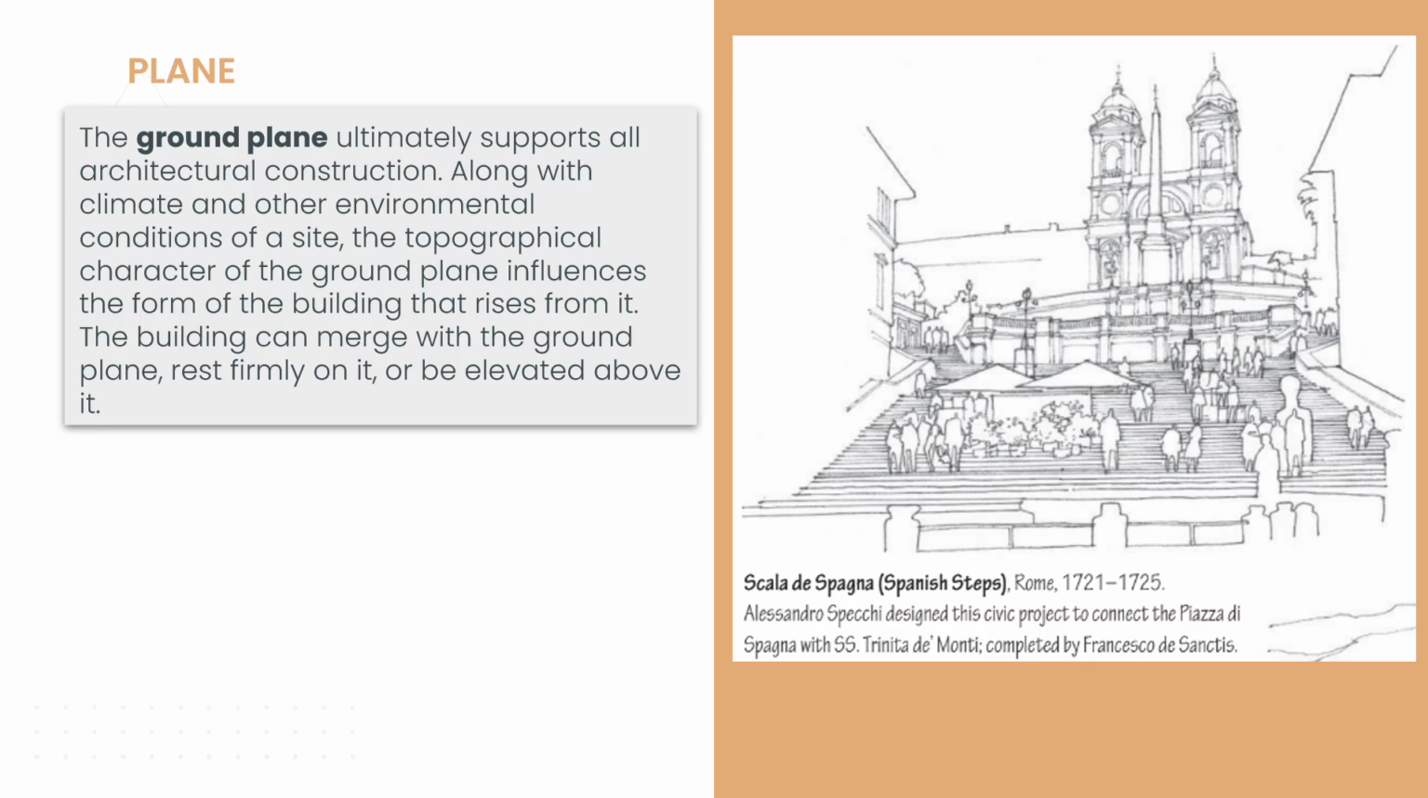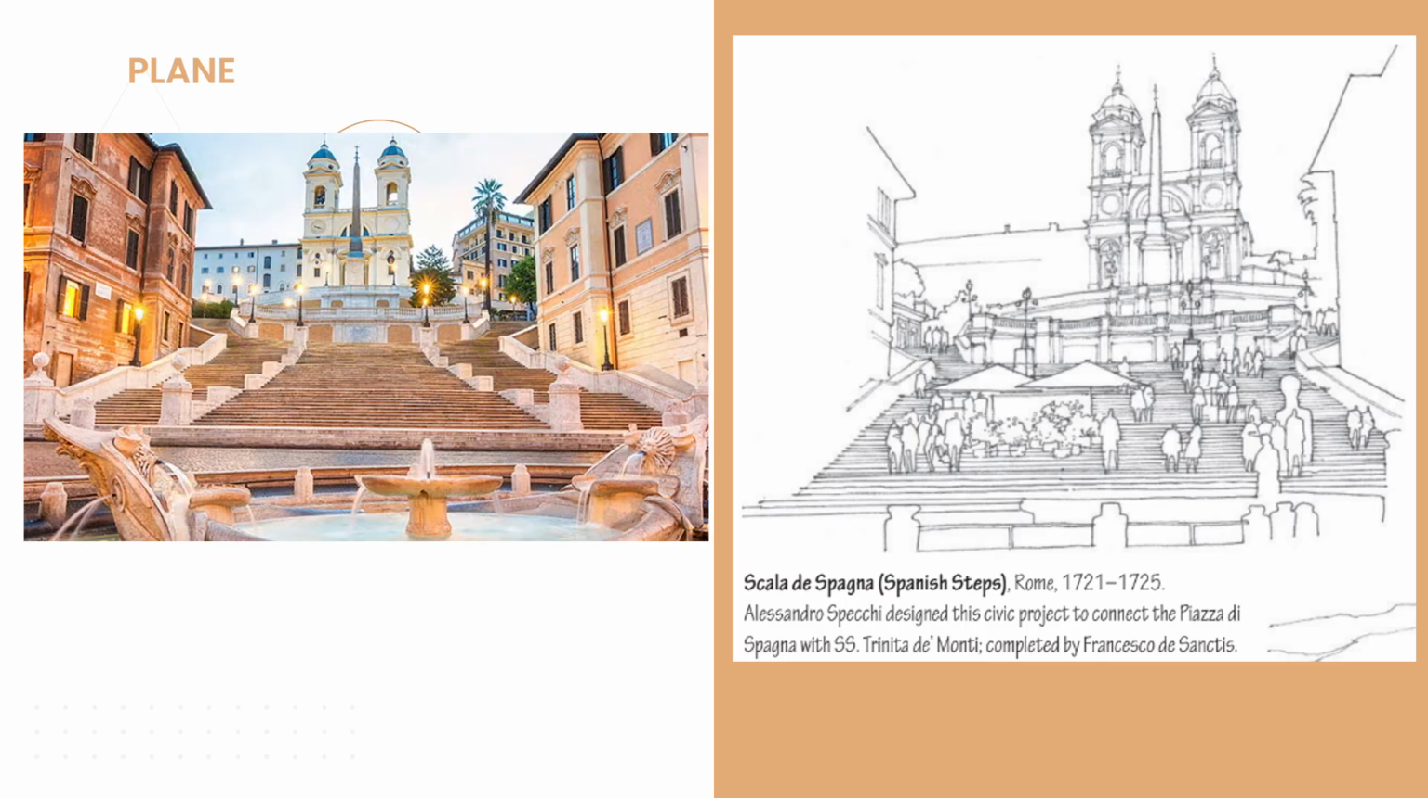A ground plane ultimately supports all architectural construction. Along with climate and other environmental conditions of a site, the topographical character of a ground plane influences the form of the building that rises from it. Like this one, the Scala de España, or the Spanish Steps in Rome, designed by Alessandro Specchi as a civic project to connect the Piazza di Spagna with the Trinità dei Monti, and it was completed by Francesco de Sanctis. So this is what it looks like in actual.